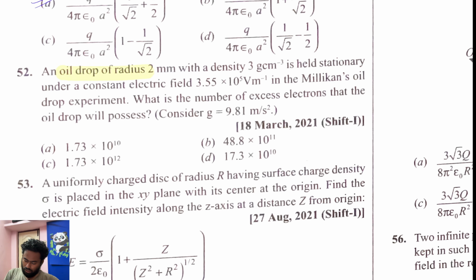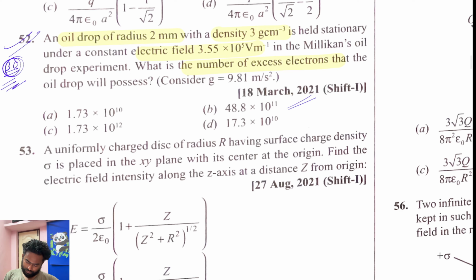Next question. An oil drop of radius 2 mm, density 3 gram, is held stationary under a constant electric field, find the number of excess electrons. So this type of question we have already done. You can go and check it. It is similar to question number 30, so check question number 30 and you would be able to solve this one.